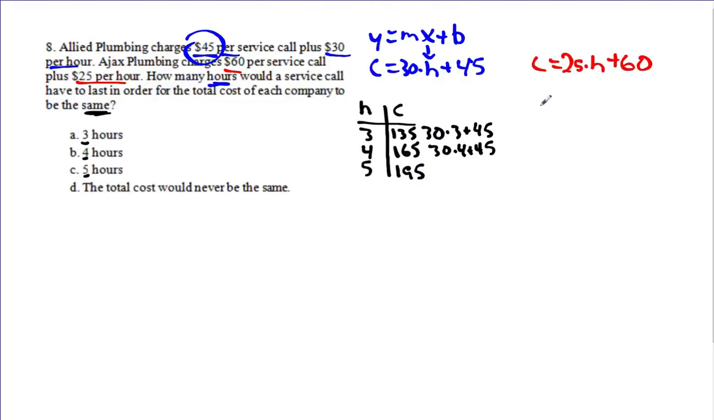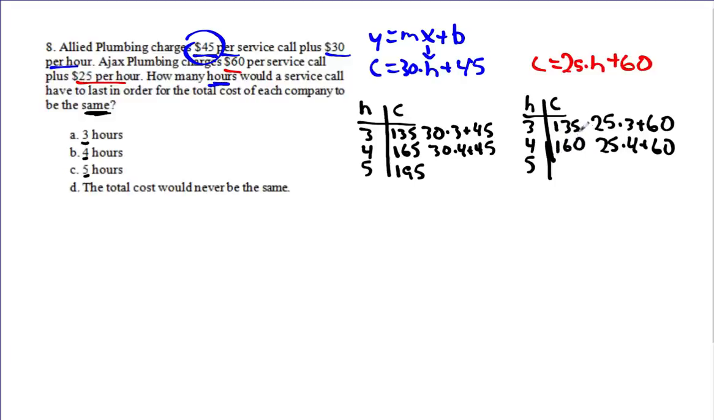Okay, and let me move this a little bit over so I have room to put this other one. So our second company, same idea, still hours to cost, still looking at these hours 3, 4, and 5, but now our equation would be 25 times 3 plus 60. So this would be 75 plus 60 is 135. And then our next one, 25 times 4 plus 60. So 100 plus 60 is 160. And then this one's just going up by 25 every hour, so the next one would be 185.